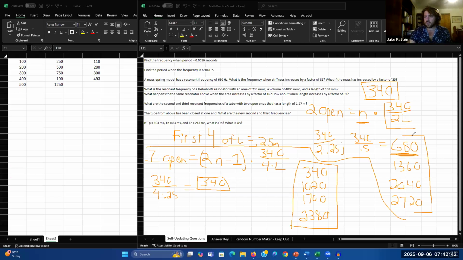Same length. It's just that what's changed is one of the ends closed. And it changes the formula a little bit. So 2 ends open, 2L, 1 end open, 4L. And then also with 2 ends open, it's just n, and with 1 end open, it is 2n minus 1.